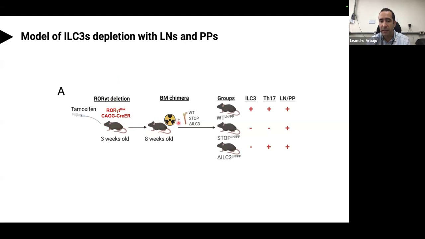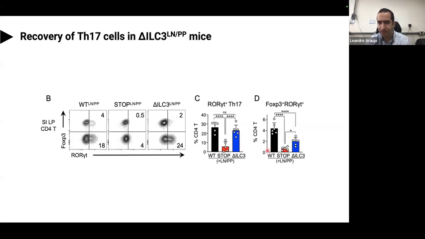We took these mice and transferred wild type, stop, and delta ILC3 bone marrows. So in this context, all the mice have lymph nodes and Peyer's patches, but they have different contributions of T cells and ILC3s, as you can see here. So basically, the delta ILC3 mice just don't have ILC3s.